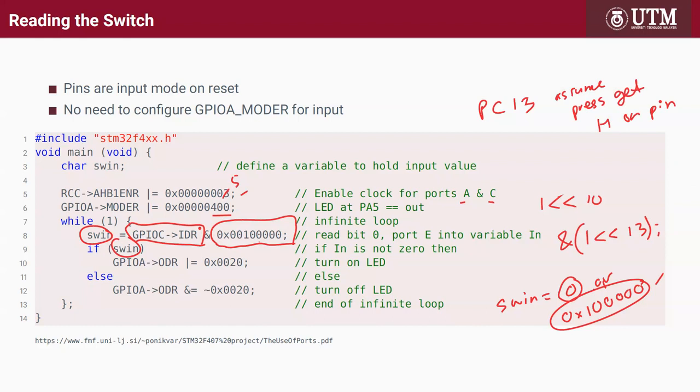0 is false. Anything non-zero is true. So it doesn't matter what the exact value is, as long as it's non-zero, it's true. So I just put if swing. If swing is non-zero, I will execute this line. If 0 only, it will execute the second line. And then we can turn the LED on or off.